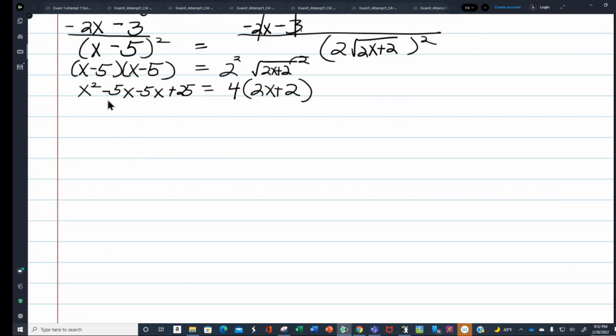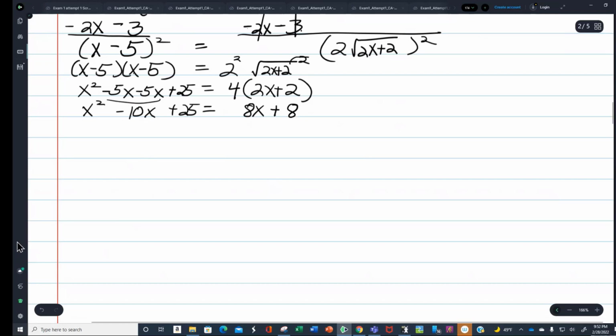So come back over here, we're going to combine these two like terms. X squared minus 10x plus 25 equals 4 times 2x is 8x, and 4 times plus 2 is plus 8. And notice we have a quadratic. So now I'm going to use the zero product principle.